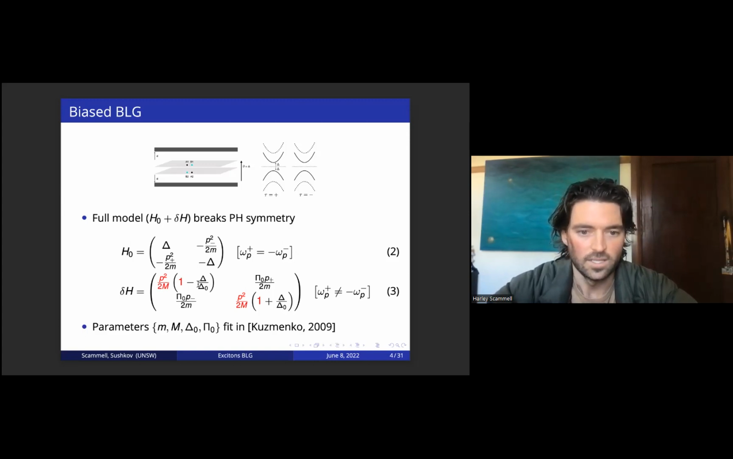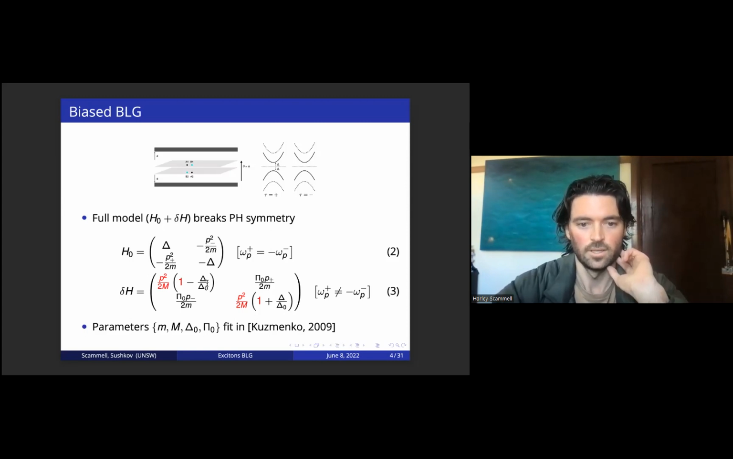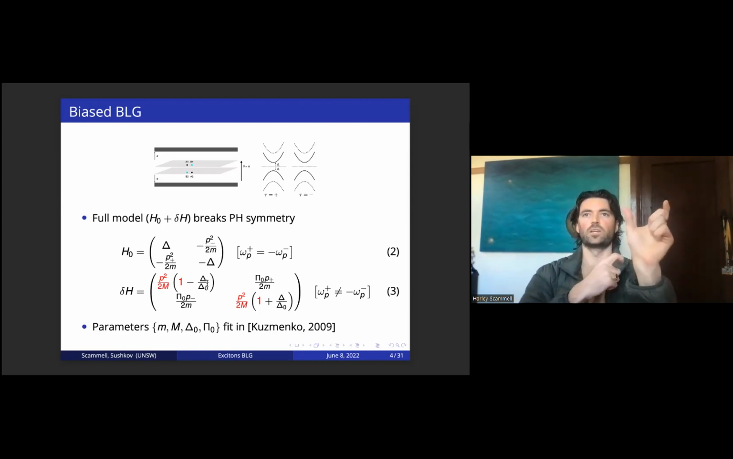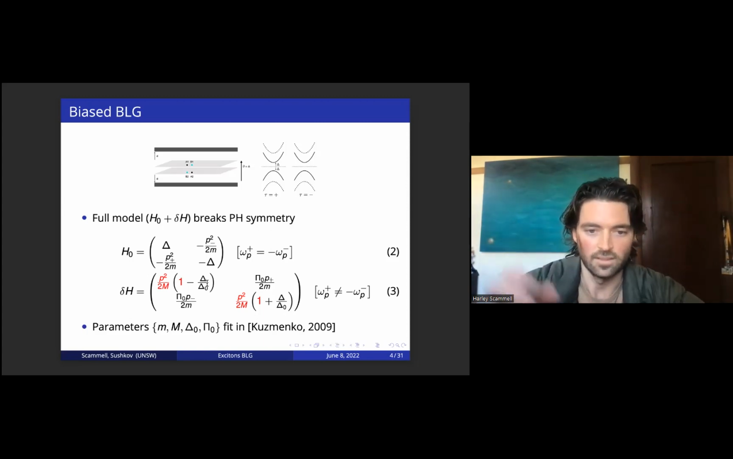Also inside this bracket is this term that's proportional to delta over delta naught. This still respects that particle-hole symmetry, but instead of the bands being quartic, it would make the bands quadratic. So if you looked at Landau levels, this actually breaks this accidental orbital degeneracy that people might be familiar with. So this is also, I gather, a perturbation.